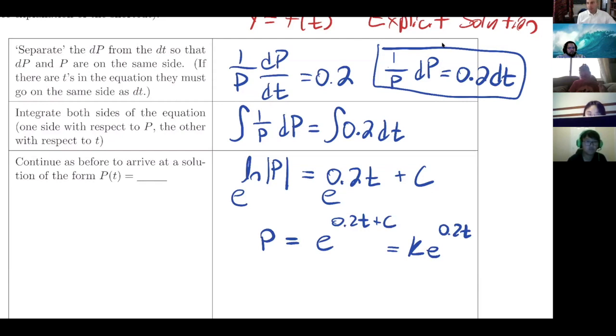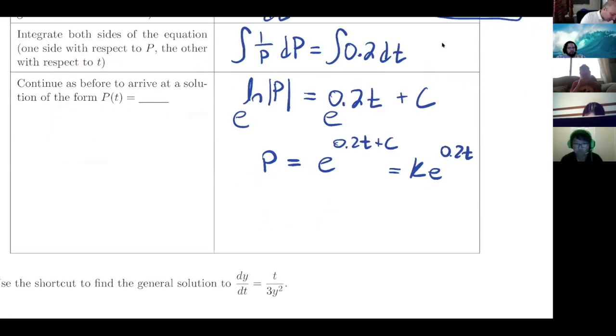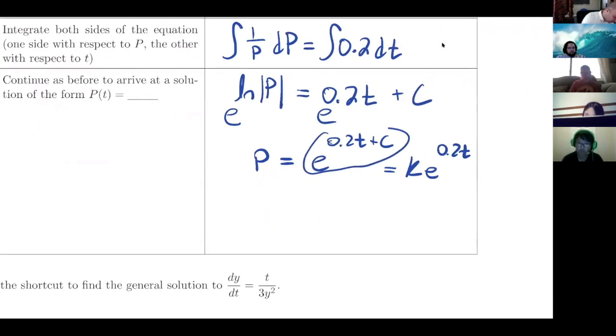Okay, any questions? Yeah. How did we turn the plus c in the exponent to a k in front of the e? So this over here, we could write as e to the 0.2t times e to the c, right? So that's a property of exponents that when you have a sum in a power, you can write it as a product.